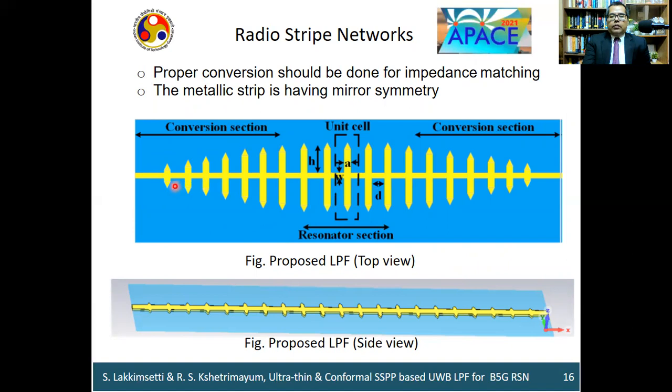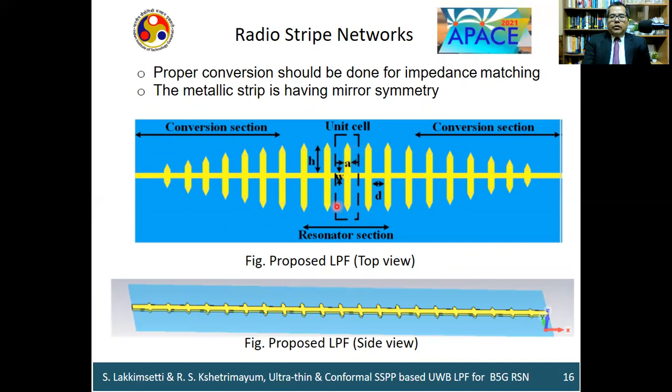We slowly vary the height of the metal printing, from the microstrip line with zero height to the height of the SSPP structure. So this is the convergence section at the input side. This is the convergence section at the output side, where it slowly decreases the height of the metal printing. And this is the SSPP structure region here.